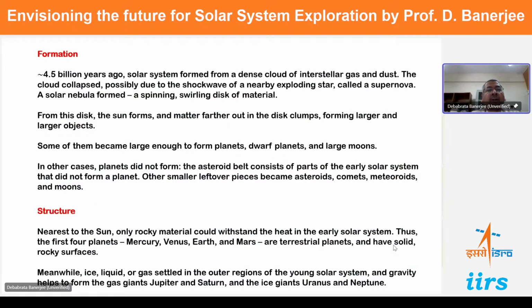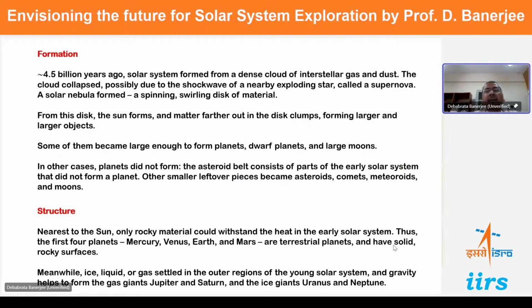So you may ask how the solar system formed. 4.5 billion years ago, we know that the solar system formed from a dense cloud of interstellar gas and dust. So you had a giant molecular cloud, which basically collapsed due to the shock wave of a nearby exploding star. And from this emerged the solar nebula, a spinning and swirling mass of material.